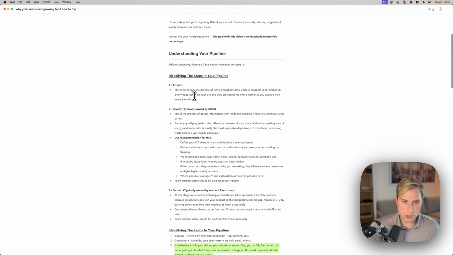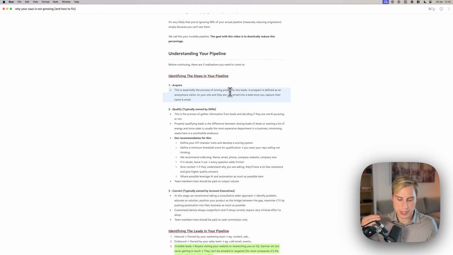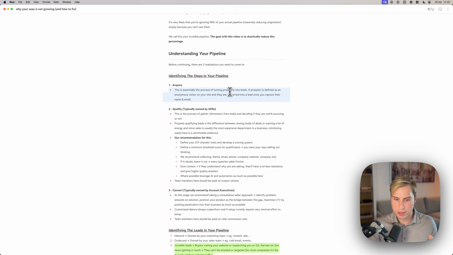Okay, so the first step in a pipeline is essentially the acquire step. This is the process of turning prospects into leads, okay? And very often I see marketing and salespeople get confused because they use the words prospect and lead interchangeably, as if it's the same thing, and it's not. The reason there are two words is because they are completely different parts of the sales process.